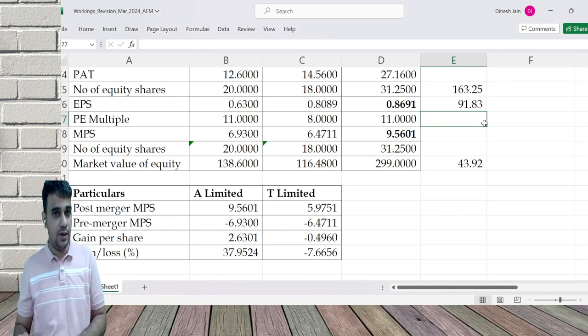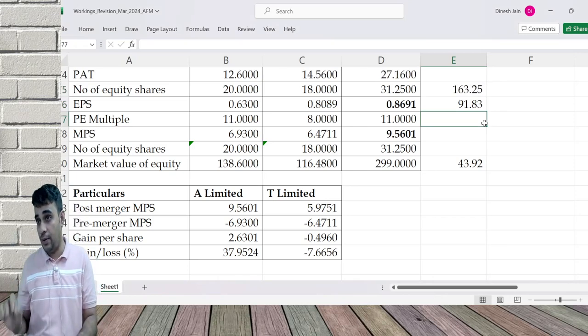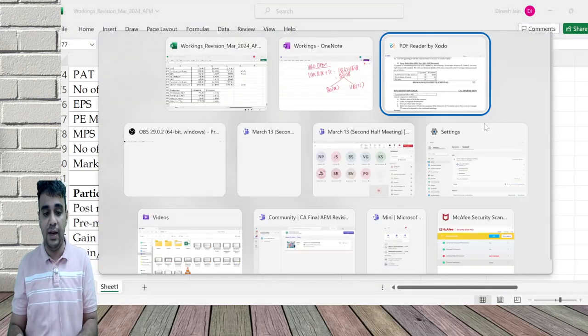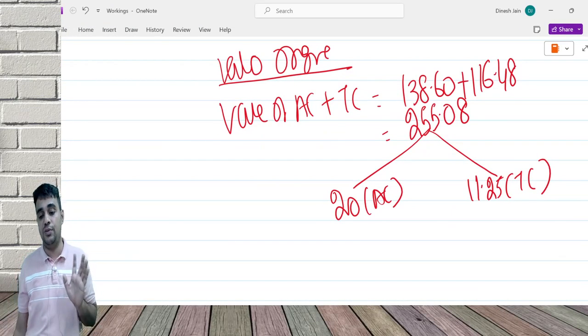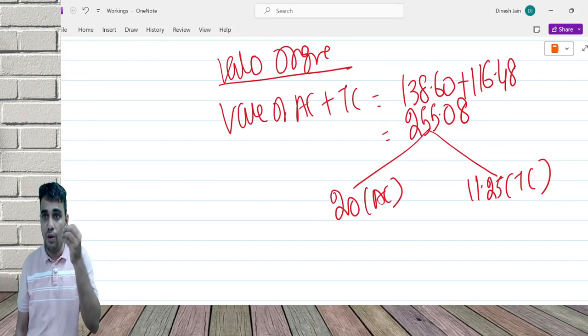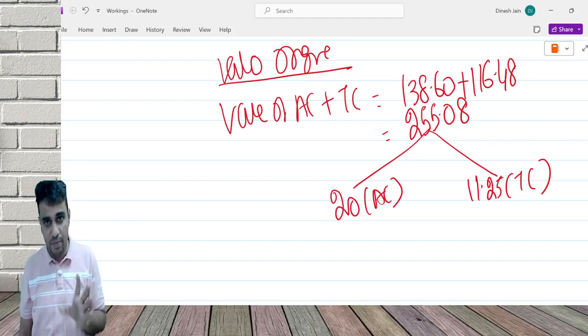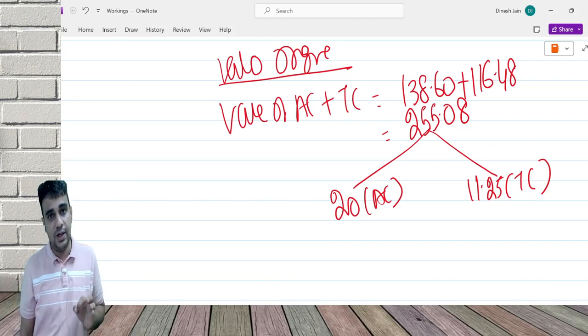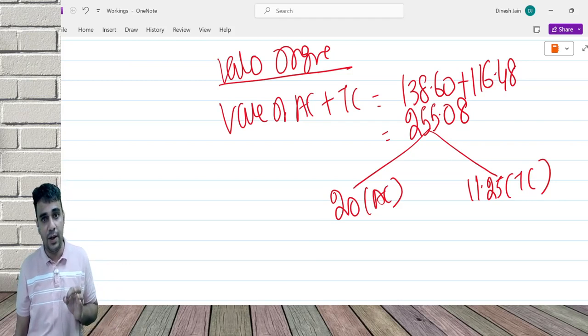Any doubts on this? So what is the value of original shareholders? It assumes you do not make any synergy gain. Good assumption, bad assumption, let's not talk about it, but assuming no synergy gain, no merger gain comes, our combined value is going to be 255.08.